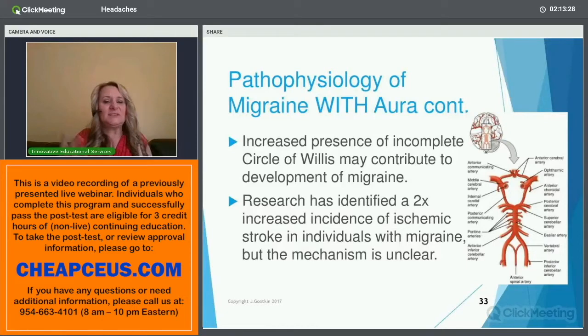With this, they've extended their analysis for individuals, and they found that these individuals where the circle of Willis tends to be the culprit, they're at a greater risk of more of an ischemic stroke. They can't definitively explain the mechanism, but they're seeing a greater incidence of stroke for these individuals.